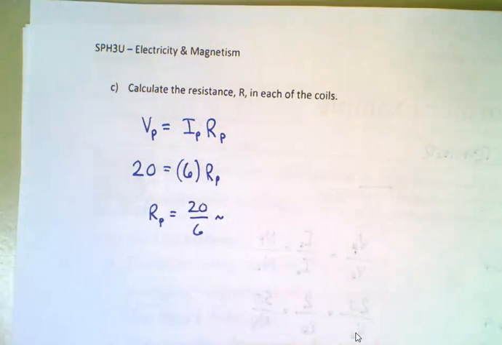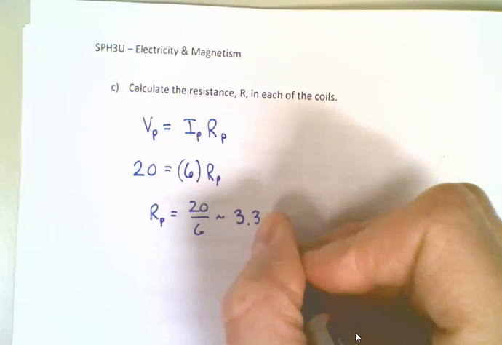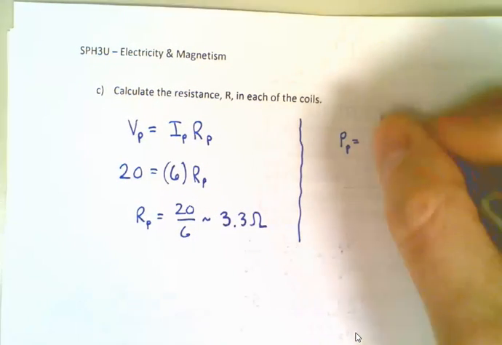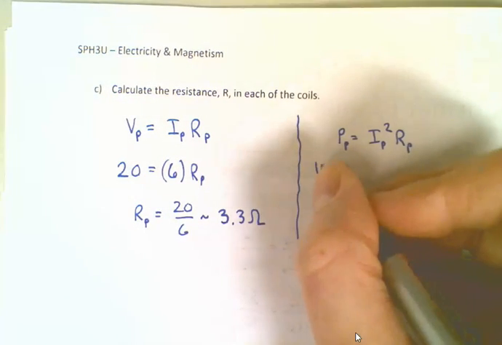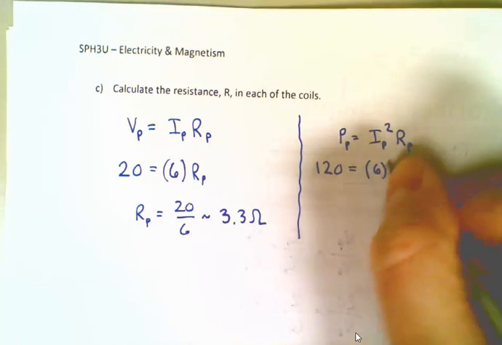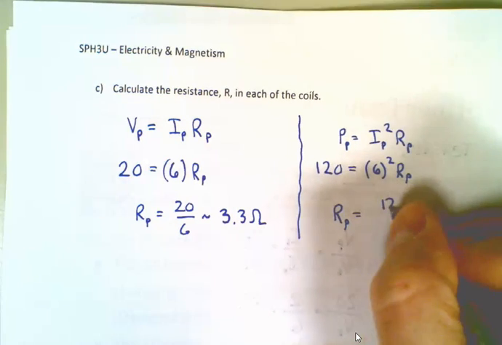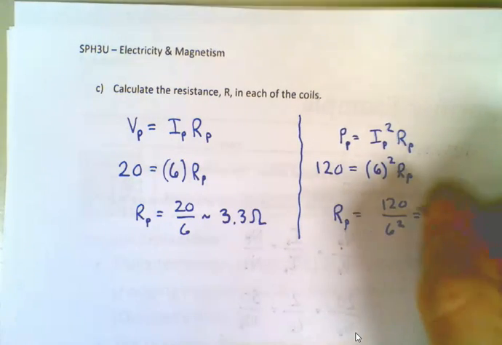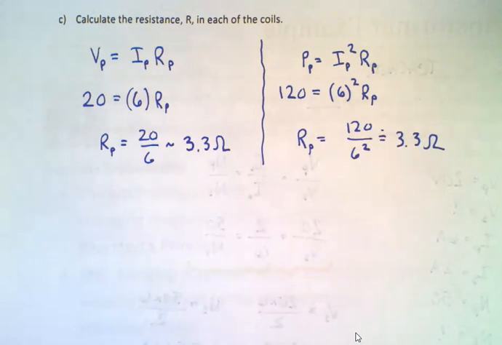It's approximately 3.3 ohms. You could have also done this using the power is equal to IP squared RP, like so. And we know the power is 120. We know the primary current was 6. And so what we end up with is RP is 120 over 6 squared, which gives us exactly the same result of approximately 3.3 ohms. Okay, so it doesn't matter which equation you use, it will work.